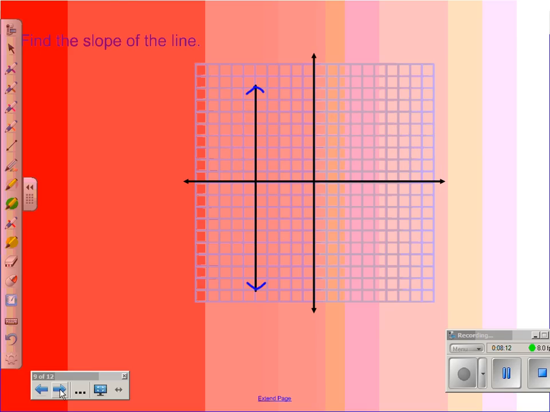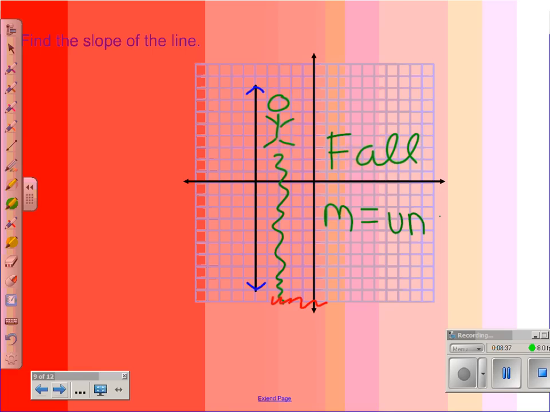Then we have a perfectly vertical line. And you can imagine if I had a little ski guy here, whoopsie, it's not going to look very pretty. He's going to be down here, and there might be some redness involved, that wouldn't be very pretty because he can't stand on it. And so that doesn't have a slope. There is no rise and there is no run. It's just a fall. So we're going to say that m equals undefined.